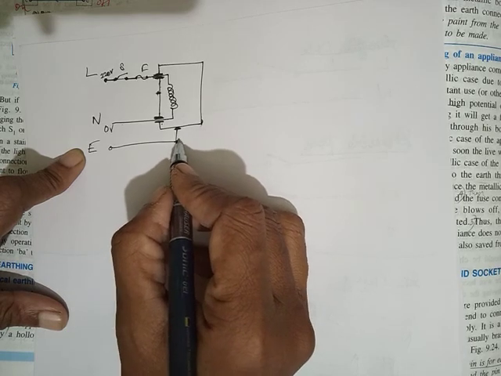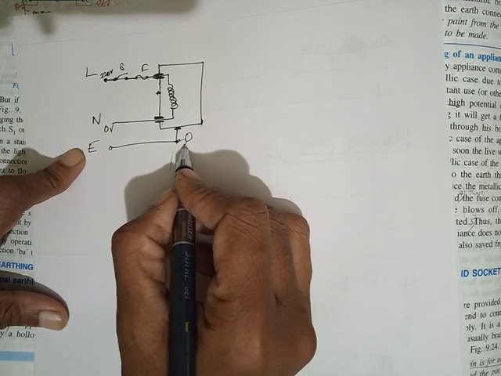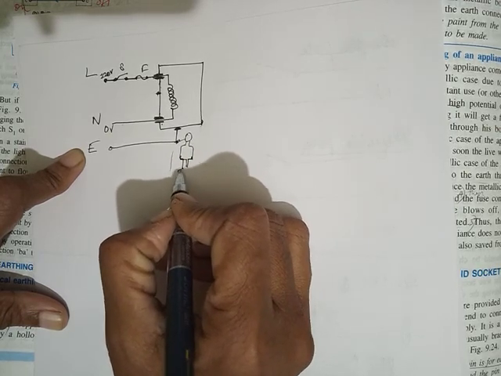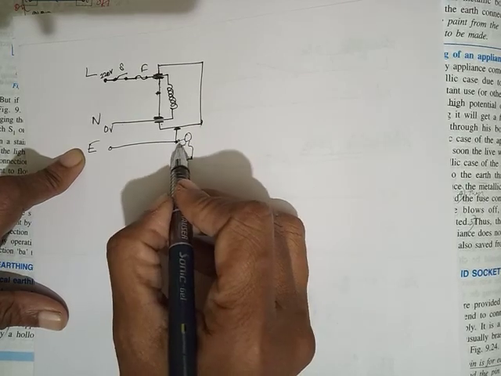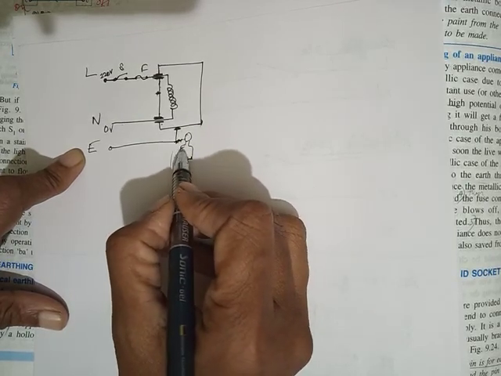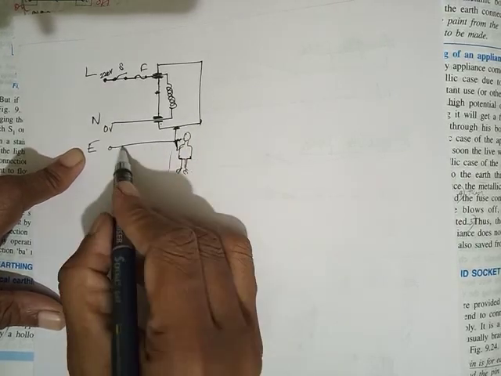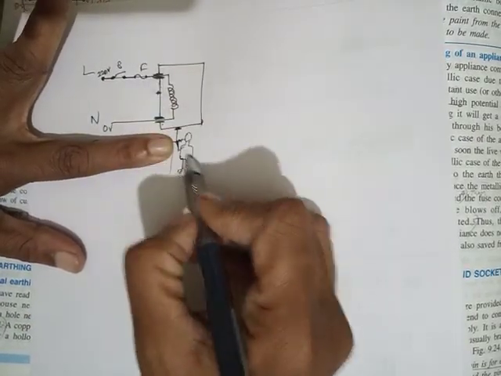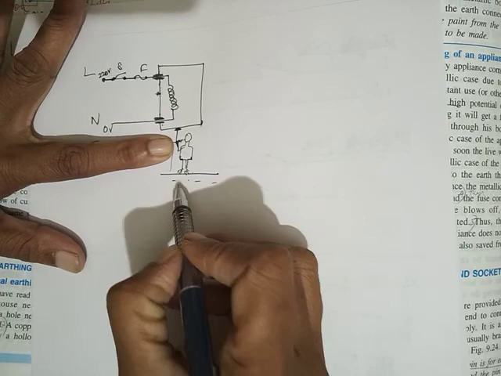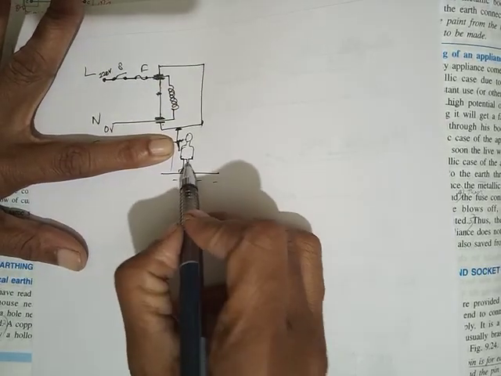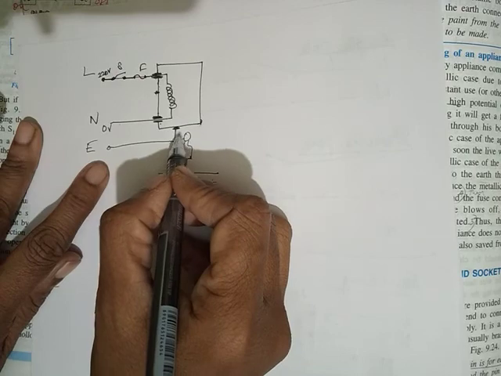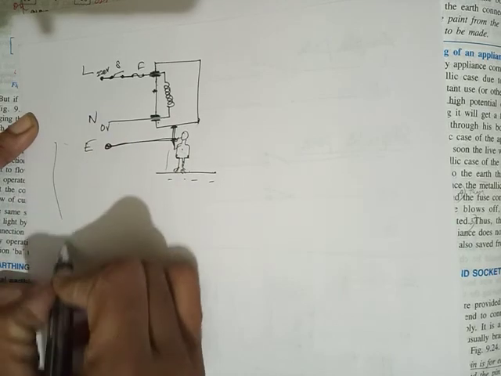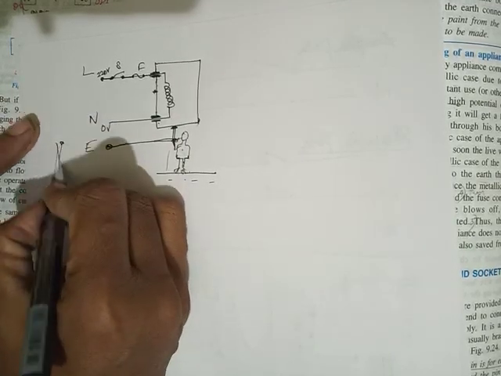Suppose this is me and my hand is here. If I touch it, and if it were not earthed, then this high current has to flow through me, and because I'm standing on the ground, there is a path, and then I will get the shock. On the other hand, if I had connected the body of the appliance to the earth wire, you know what is an earth wire? There is a copper wire going deep inside the earth.